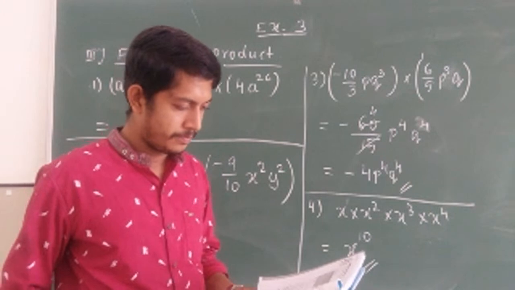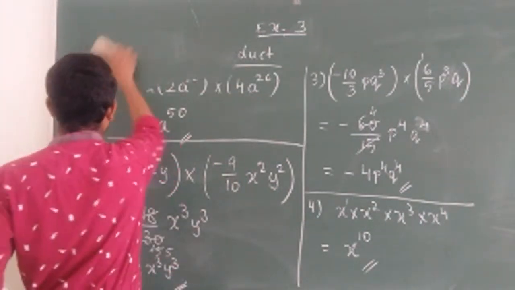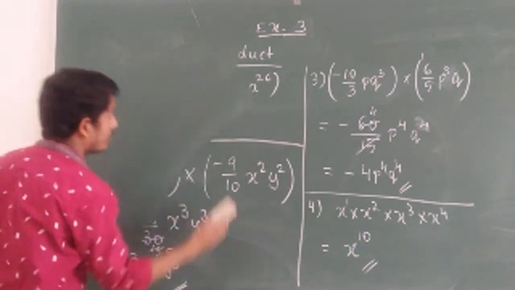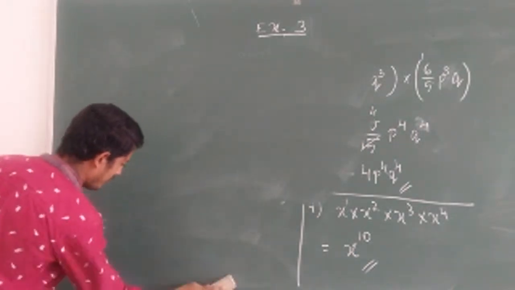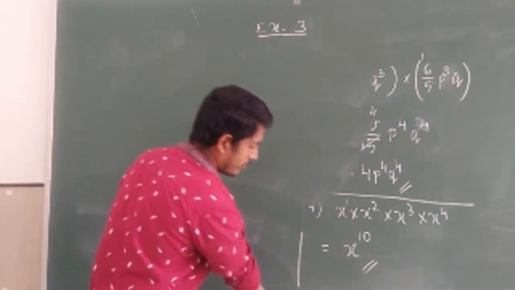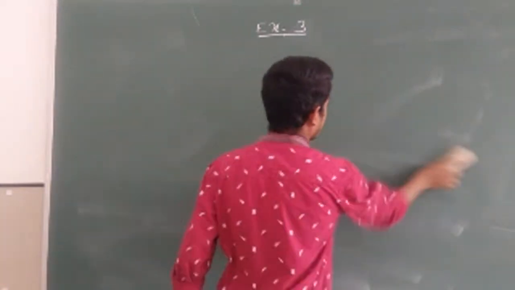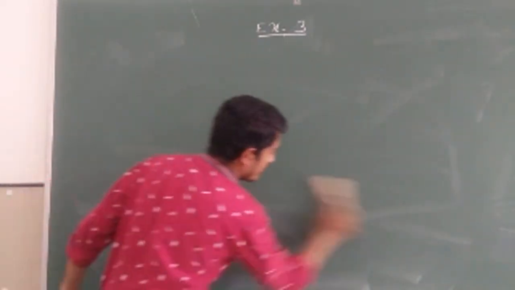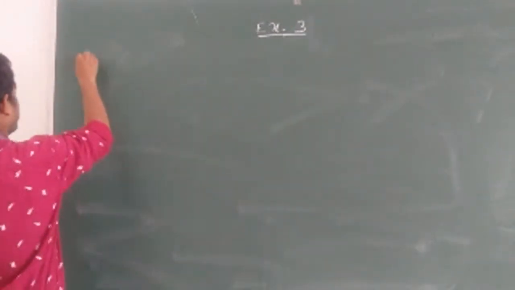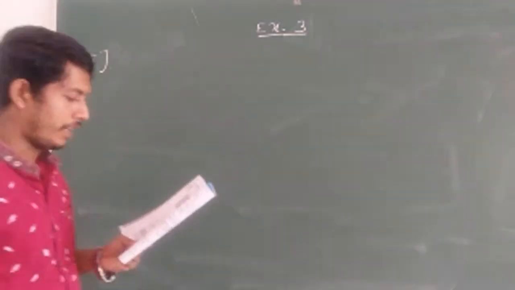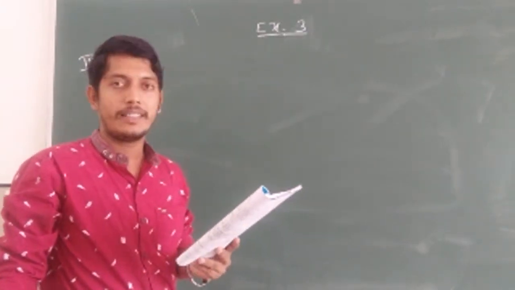The next one, the fourth main, that is simplify 3x into 4x minus 5 plus 3 and find its value for x equals to 3 and x equals to 1 by 2.